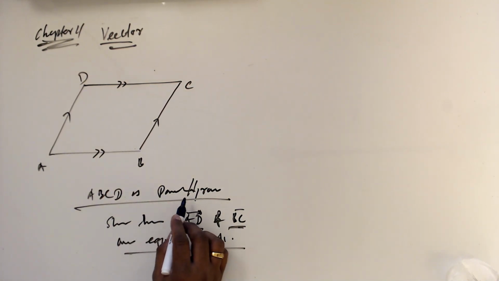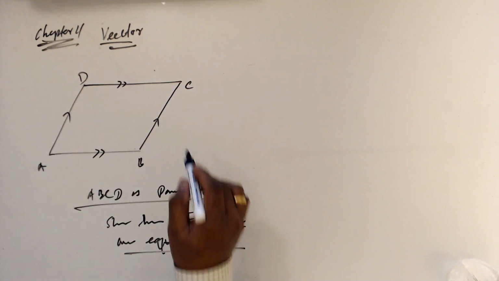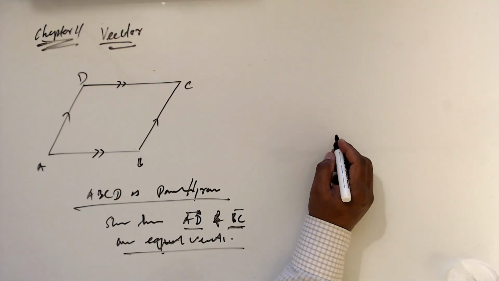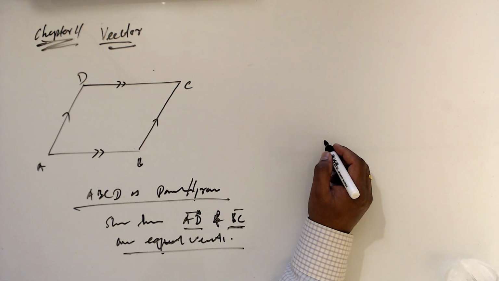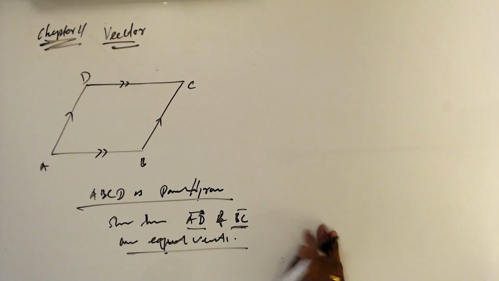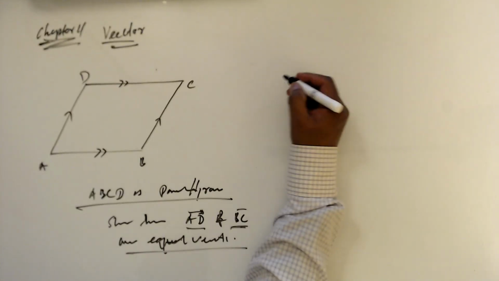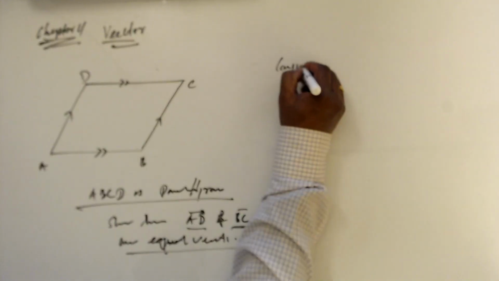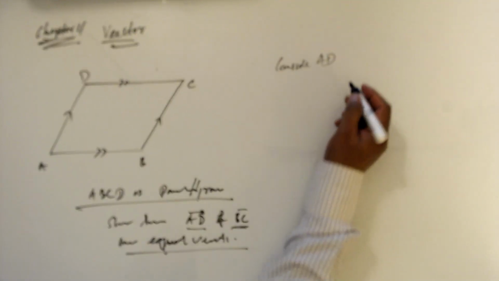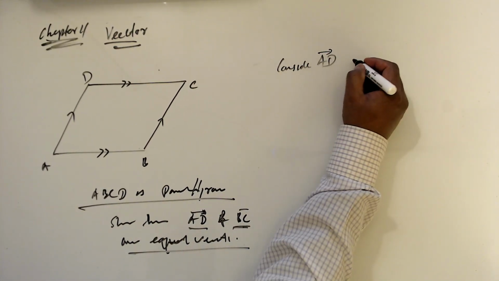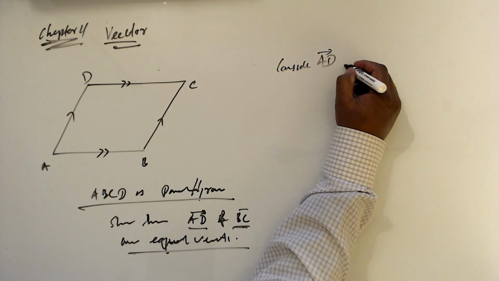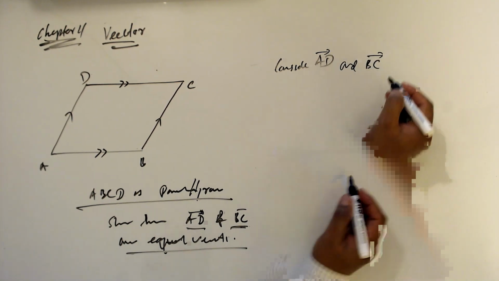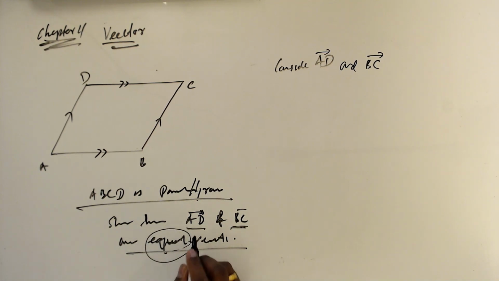This is a parallelogram. So what is the requirement? We want to show that the size, the length is the same, and we'll do it like this. Consider AD vector and BC vector. Now we want to show that these are equal vectors.